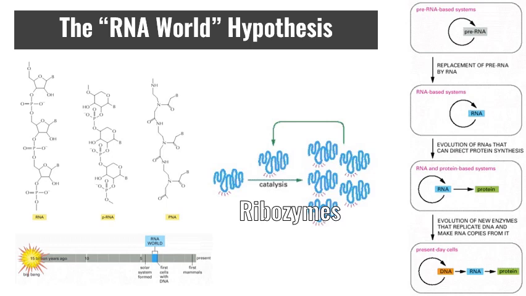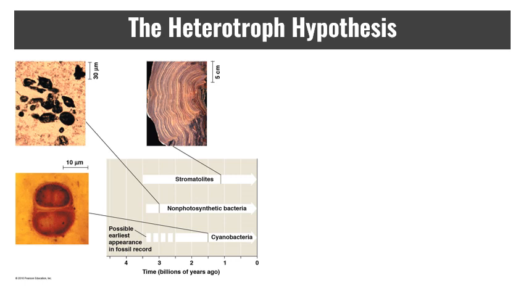There are other theories, but these are the most supported hypotheses. Once we had genetic material, that really allowed for much more complex structures. Okay, so once we had that genetic material, that would move us into the heterotrophic idea. The heterotrophic hypothesis is the proposal that the first living organisms were heterotrophs.